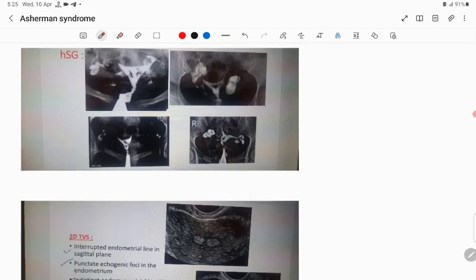These are the HSG findings. Typically you get filling defects. This is also a typical filling defect in Asherman syndrome.